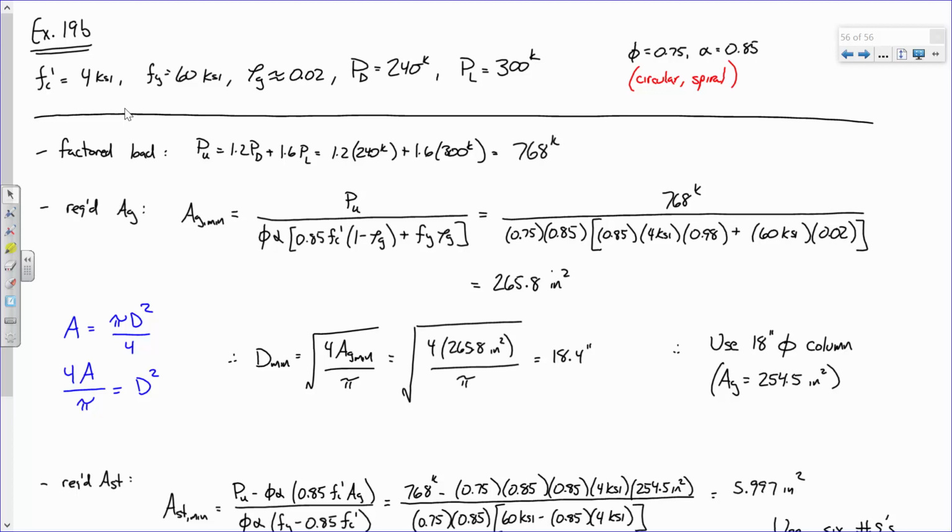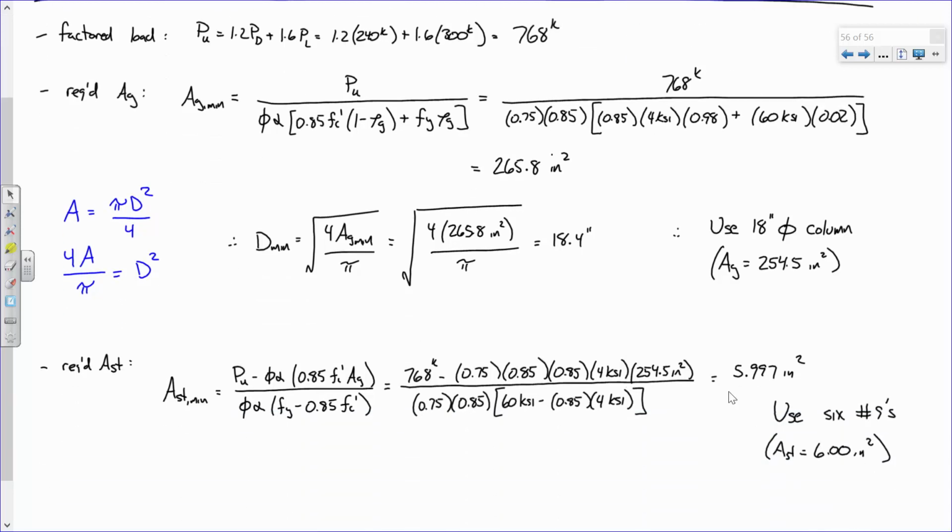Now remember, when we did the math, we got a required column dimension of 18.4 inches, but then we rounded that down. So what do we think is going to happen to our actual reinforcement ratio? Do you think that's going to go down or go up from 0.02? It's going to go up because we're using less concrete. We also solved for the required area of steel, and it came out at 6 number 9s. So we're using 6 square inches of steel where we needed 5.997. That came out perfectly.